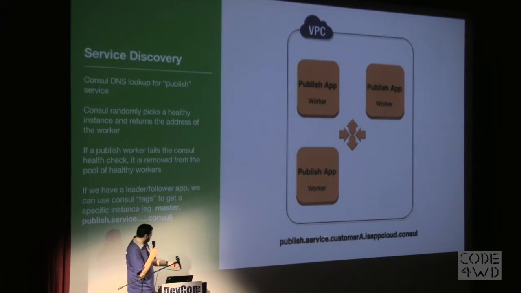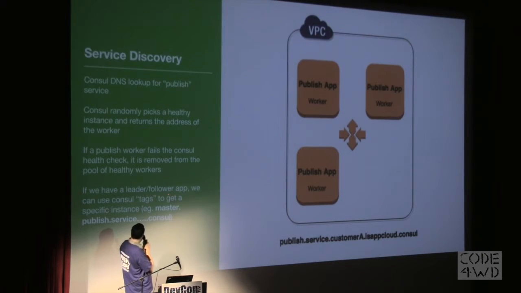Console, we're going to look up this address. We're going to look for something called publish.service.customera.isappcloud.console. Console is going to randomly pick a healthy instance, and it's going to give us the address. If any of these fails, then Console will just not serve that address anymore.